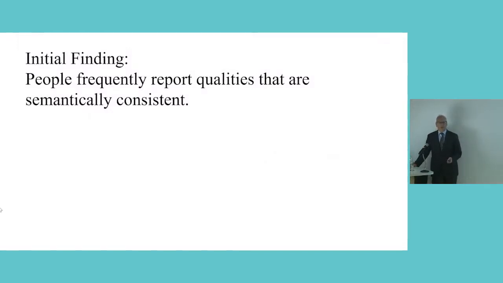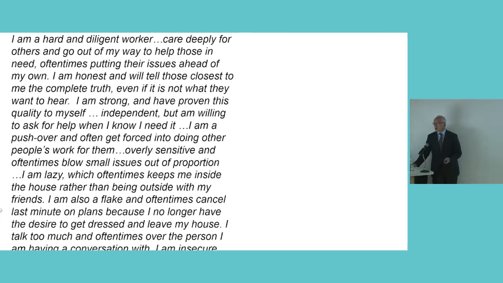People frequently report things that are semantically inconsistent. I'm a hard and diligent worker. I care deeply for others and go out of my way to help those in need, often putting their issues ahead of my own. I'm honest, will tell the people closest to me the truth. I'm strong, have proven this quality to myself, independent, but willing to ask for help when I need it. I'm a pushover and get forced into doing other people's work for them. Overly sensitive. I blow small issues out of proportion. I'm lazy. I stay in the house rather than being with other people. I'm a flake. I cancel last-minute plans because I no longer desire to get dressed. I talk too much, and oftentimes over the person I'm having a conversation with.